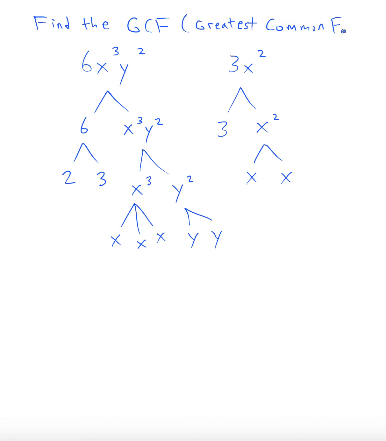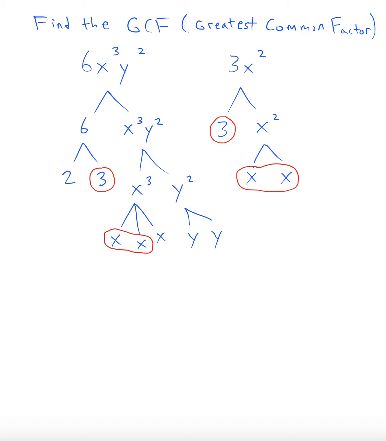All right, so the first step was just getting those broken down. Now I want to circle anything that they have in common. I see here that we have the number 3 in common in both trees. I also see that we have 2 x's in common. And it looks like that's it.